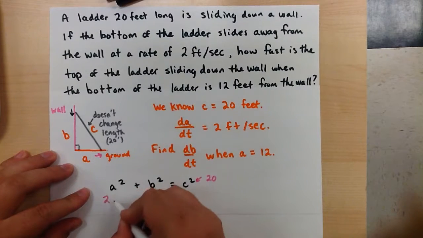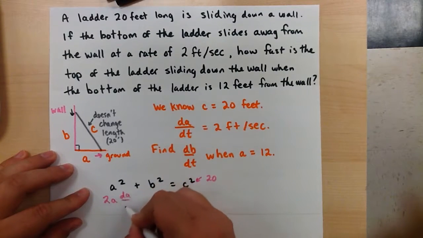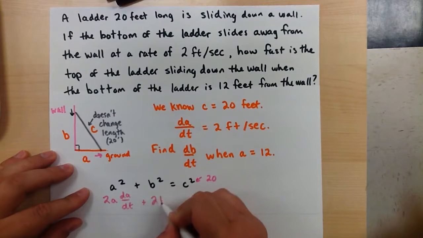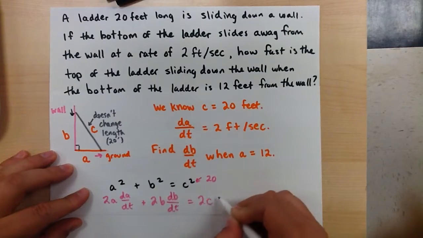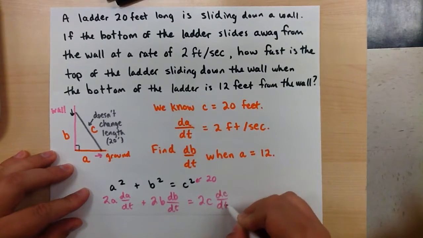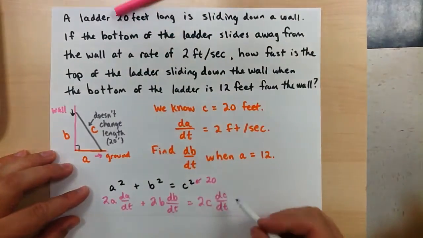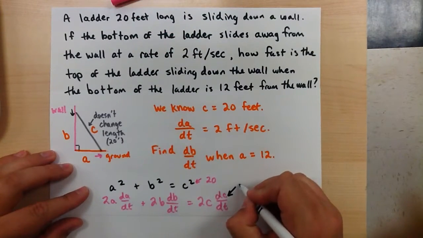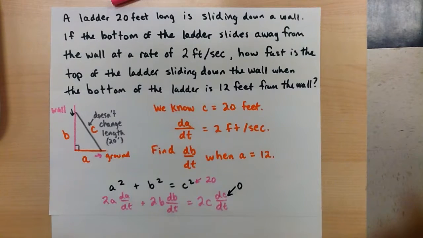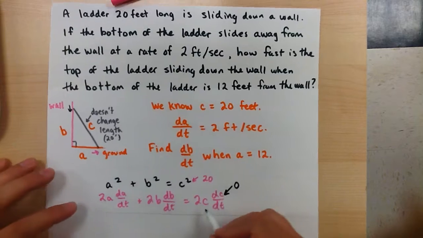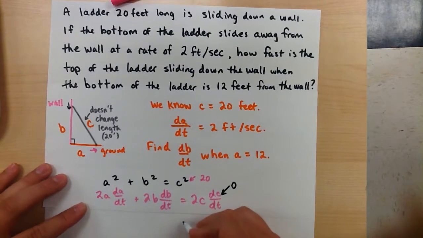So we're going to do 2a dA over dt plus 2b dB over dt equals 2c dC over dt. And what you'll notice is this is 0 because the ladder doesn't change length. The ladder is moving, but it's not getting bigger or smaller. It's not like an extension ladder that's going to flex. It's just at a constant length, and so that makes this entire thing turn into 0.